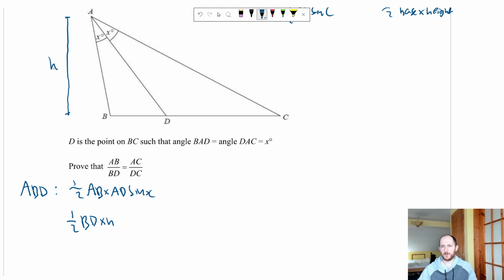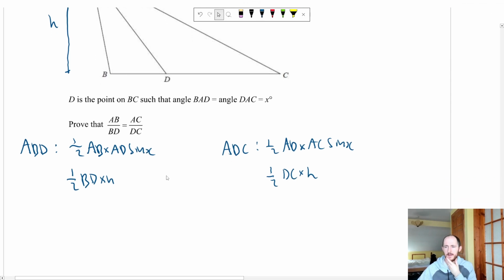And do the same thing for ADC. We have a half AD times AC sine X. And again, as you can see, a lot of this stuff's going to cancel out because the X's and the h's are going to be the same. And that's going to be half base, which is DC, times h. Now, does it look like I've got everything I need? Well, if we have a look, we have AD in both of these equations, which is one of the letters we need, and we have AC. We have the stuff we need.